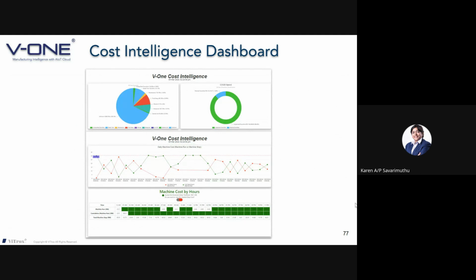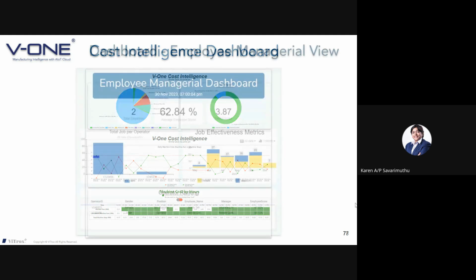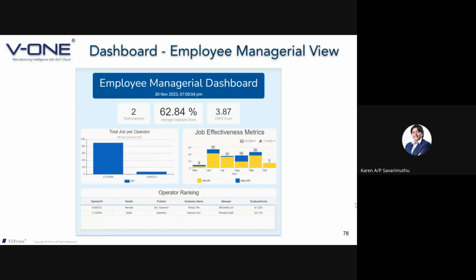Okay, this is another part of the segregations of the intelligent costing. Okay, you see the employee managerial dashboard. So as a manager, you want to manage all these components on how much percentage you can save in terms of all these areas. Yes, you can also do that.